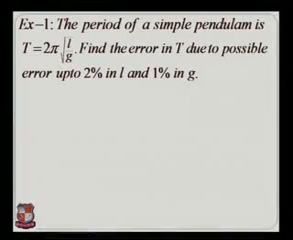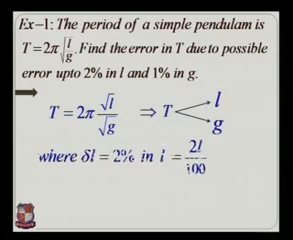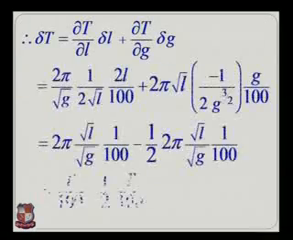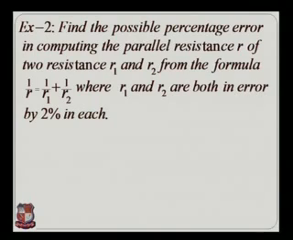Now we discuss the next example. Find the possible percentage error in computing the parallel resistance small r of the two resistances R1 and R2 from the formula 1 upon R is equal to 1 by R1 plus 1 upon R2, where R1 and R2 are both in error by 2% in each.